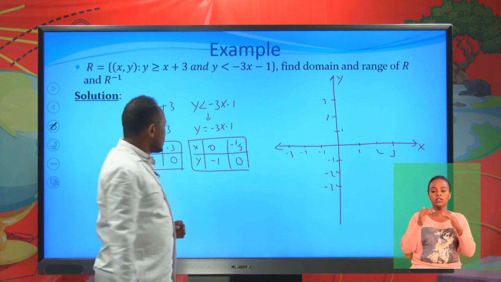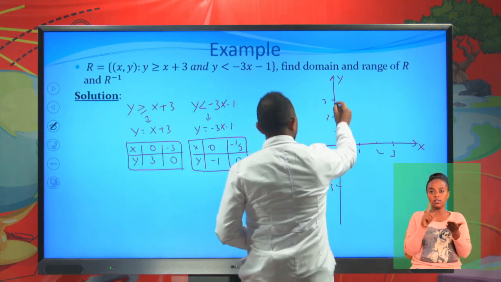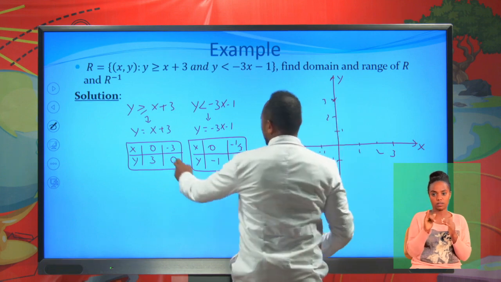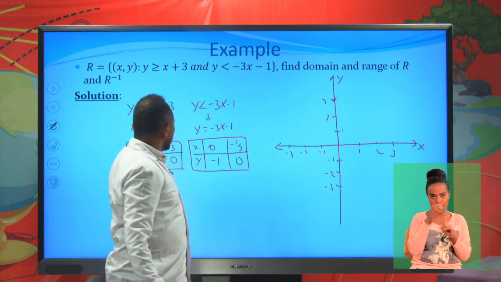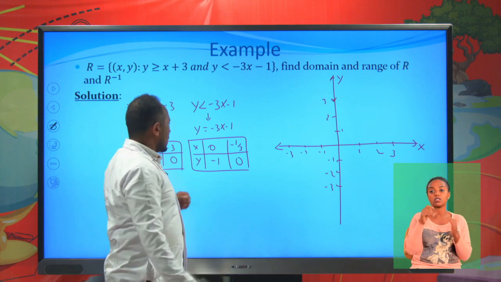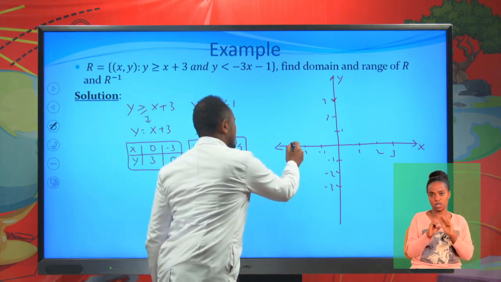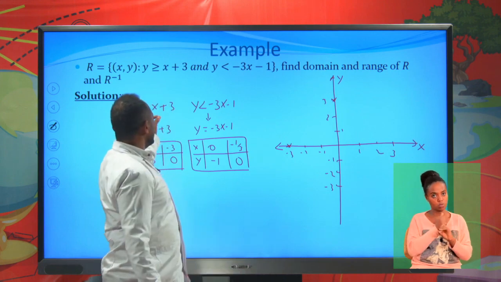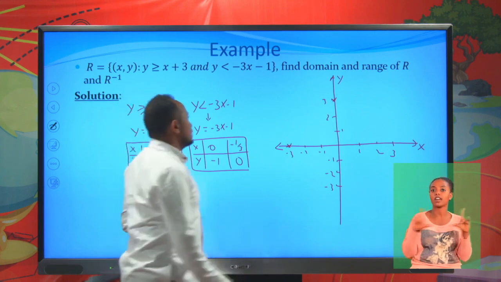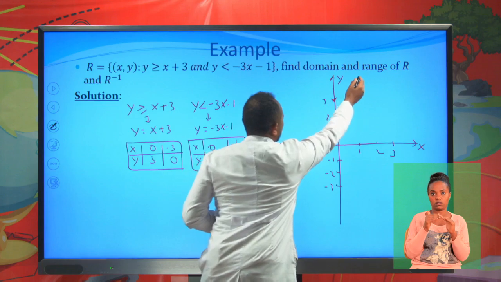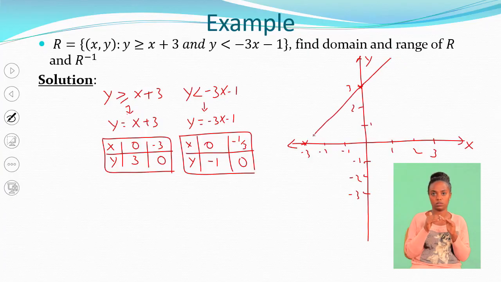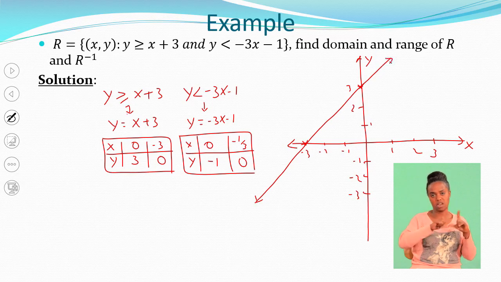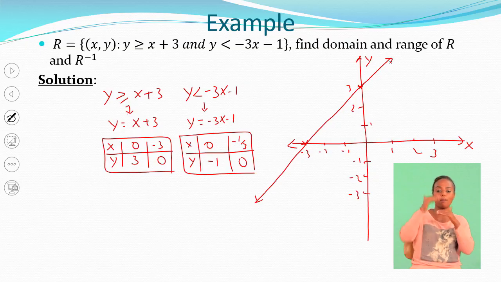let's use this table. When x is 0, y is 3, we have this point. When x is negative 3, y is 0, we have this point. The boundary line includes the boundary line since these inequalities are equal to. So you'll draw this line and check which part will be shaded, below or above.